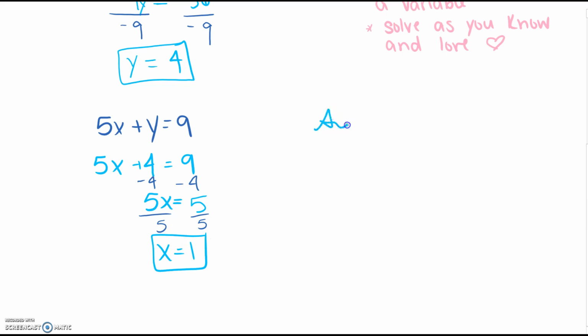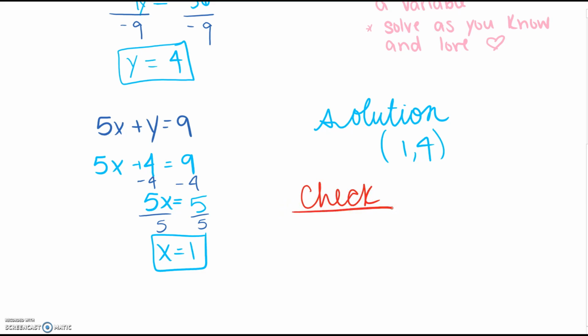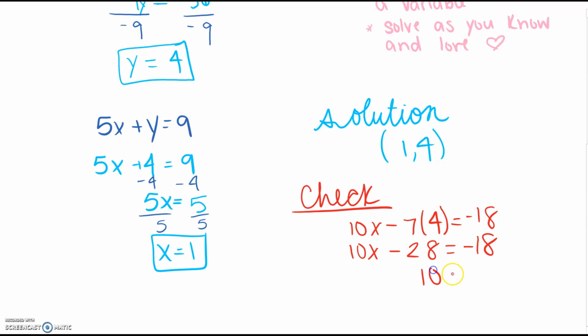So my solution is (1, 4). Now if I want to check, I'll just substitute into my second equation, which was 10x minus 7 times y. So I've got 10x minus 28 equals negative 18. Add 28, I get 10x equals 10. Divide both sides, and I get x equals 1. So I just checked, x equals 1 and x equals 1, so I am good.